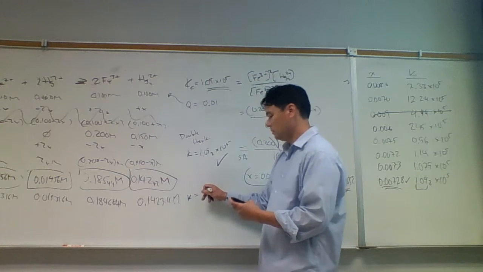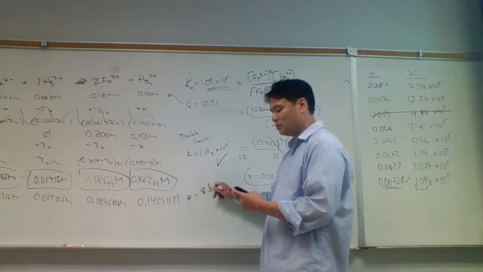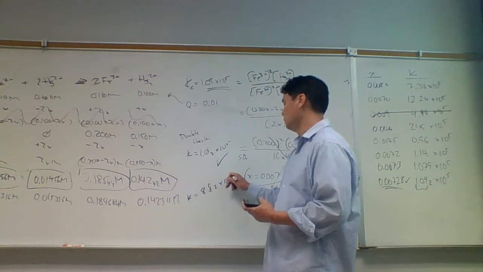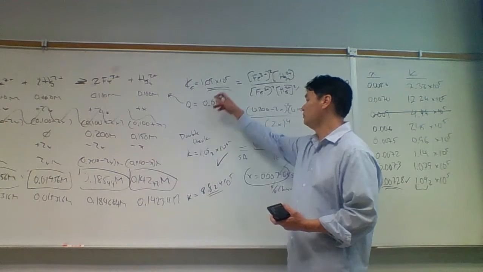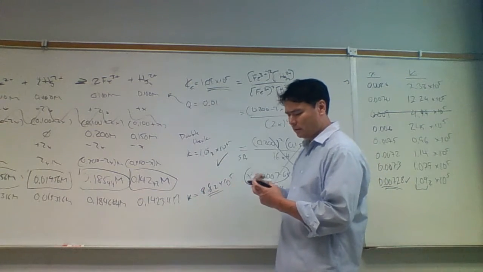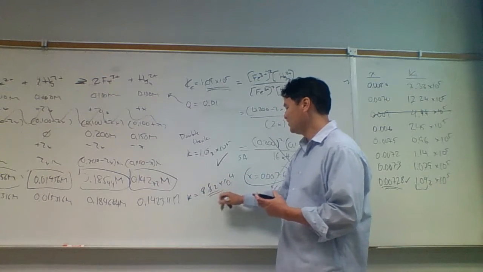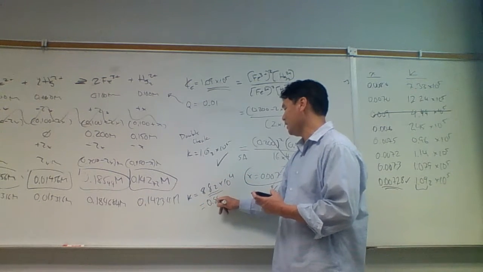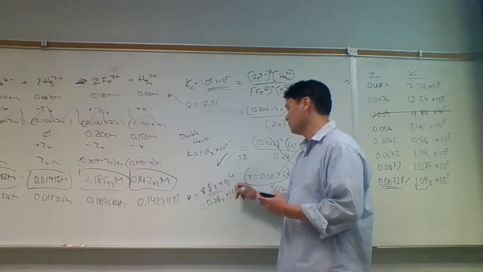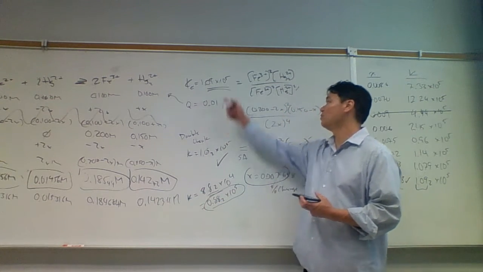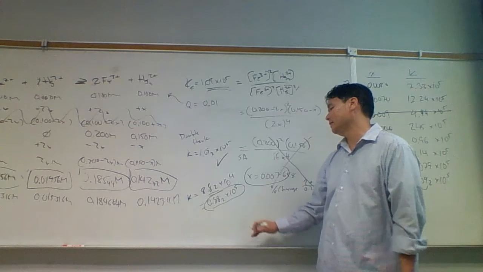And so if we did our double check, it would have come out to 8.82 times 10 to the fourth, which gives us 0.882 times 10 to the fifth. And so rather than having a 1.09, we got 0.88.